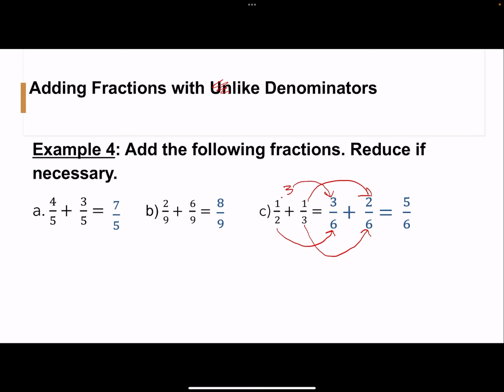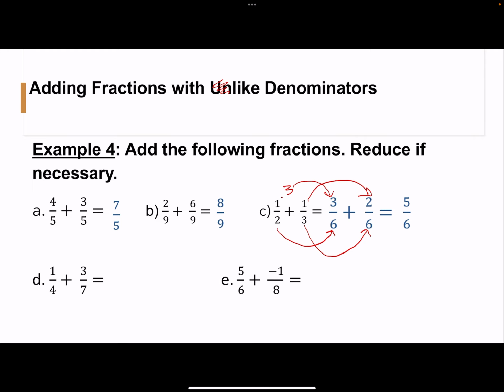Now that I have like denominators, I keep the like denominator and I add my numerator. 3 plus 2 equals 5. So I have 5/6. Both 5 and 6 are relatively prime. There's no number that I can divide 5 and 6 by. So that's our final answer.